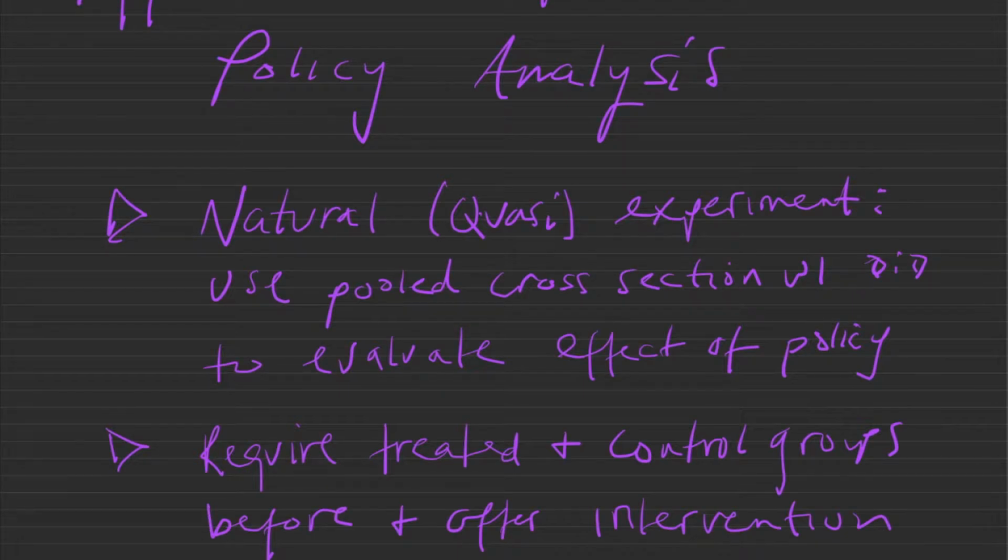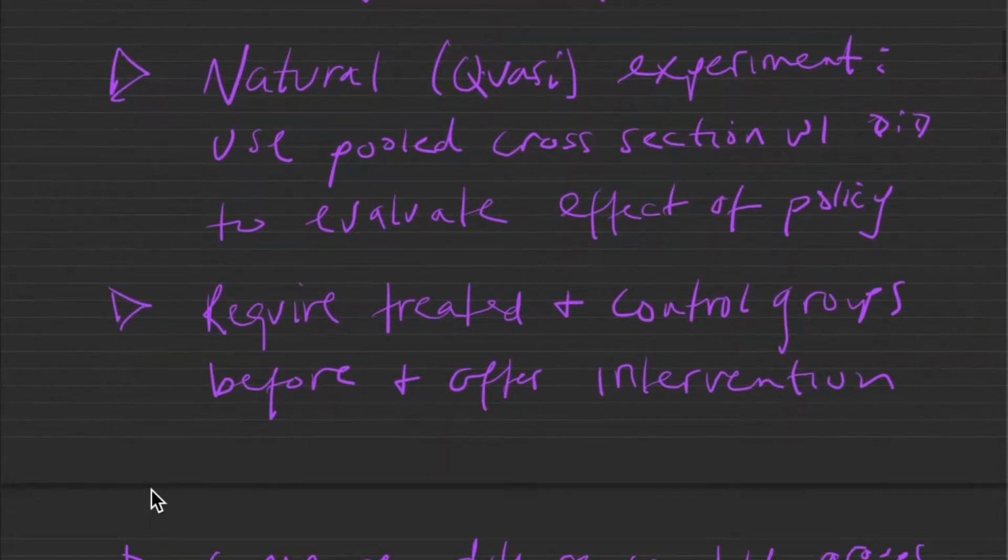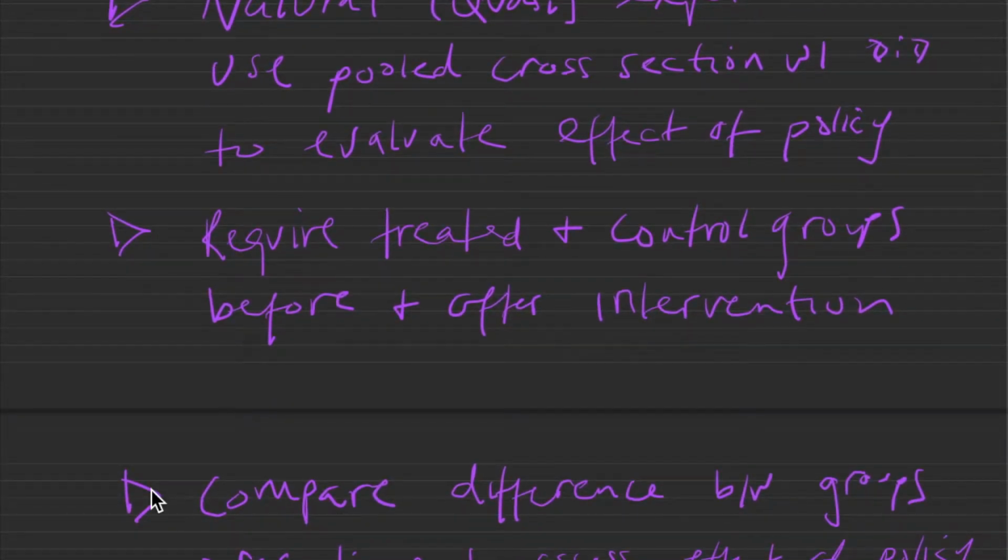And usually this variation in state-to-state coverage happened under the Medicaid expansion. Different states expanded Medicaid differently. And so you had this natural experiment where you had some states with no Medicaid expansion, other states with a lot of Medicaid expansion. You had treated and control groups before and after the intervention, where the intervention is the Affordable Care Act. And what we want to do is compare the difference between the groups over time to assess the effect of the policy.